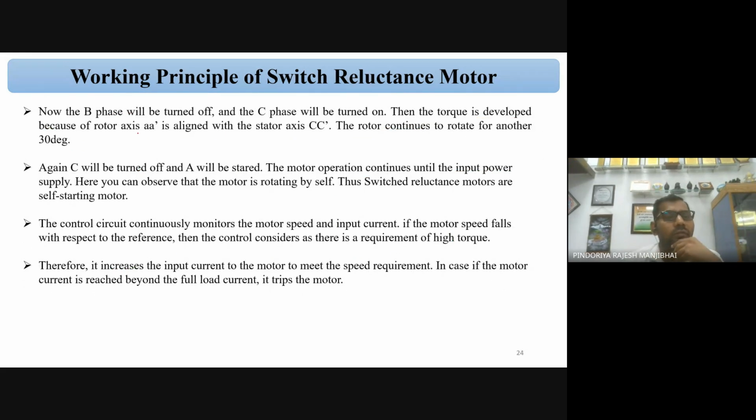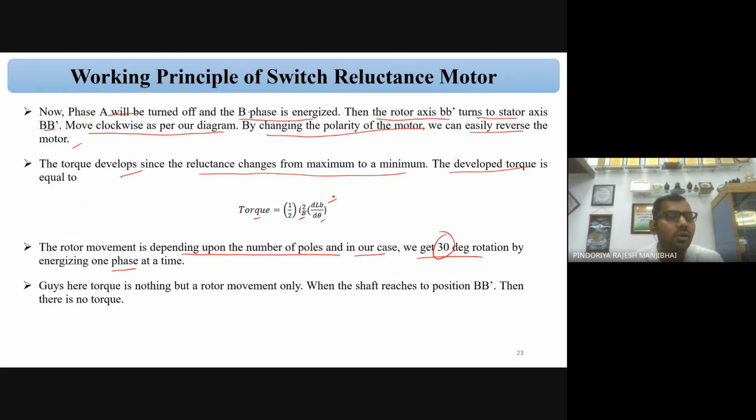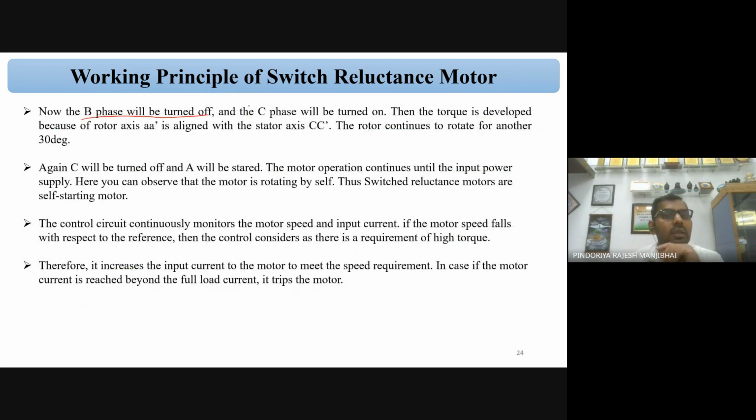Similarly, we can operate phase C. Now phase B will be turned off. In the previous case, phase A was turned off and phase B energized. Here it is the same: phase B is turned off and phase C is turned on. Then the torque is developed because the rotor axis aligns with the stator axis C and C complement. The rotor continues to rotate for another 30 degrees. So another 30 degrees it rotates again.